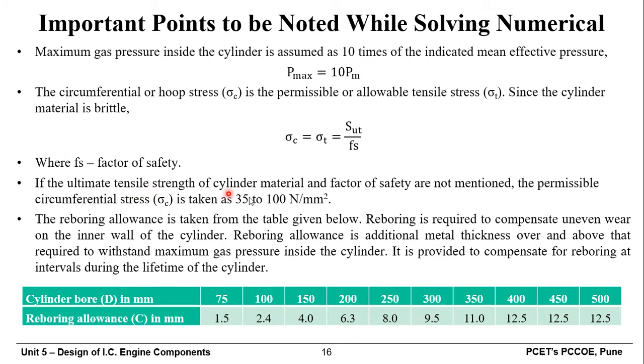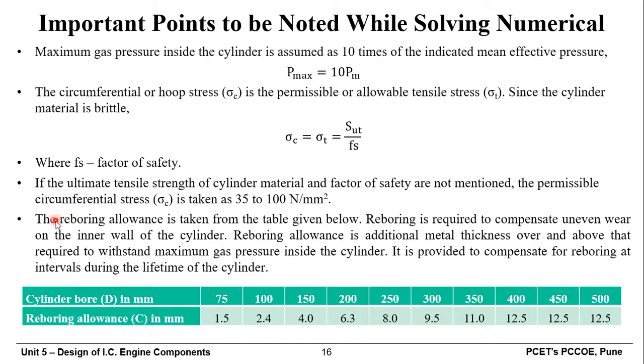If the ultimate tensile strength of the cylinder material and the factor of safety are not mentioned in the problem, then in that case we need to take the value of sigma c between 35 to 100 Newton per mm square. So you can take any value between 35 and 100 and start solving the problem. But whenever you are assuming something, you need to mention that as this value is not given or we cannot calculate it, we are assuming sigma c equal to, let's say, 35 Newton per mm square.